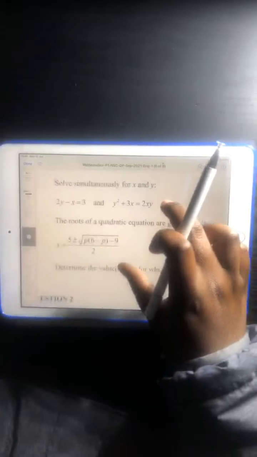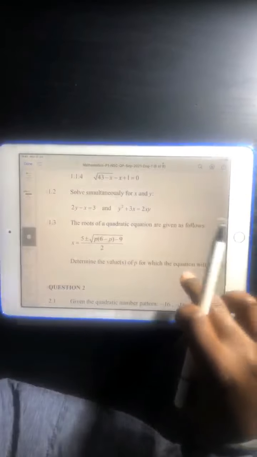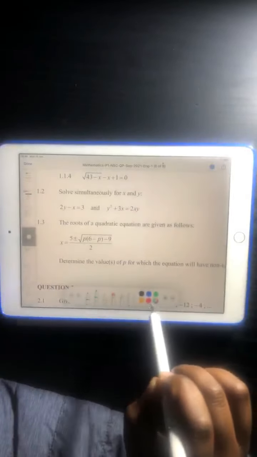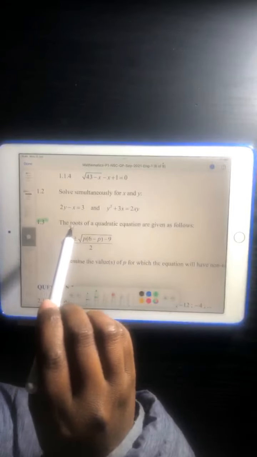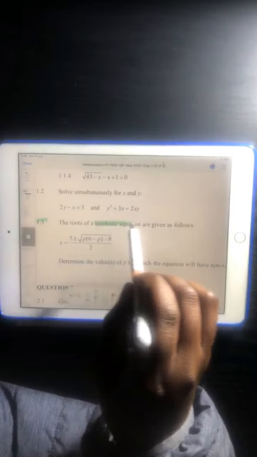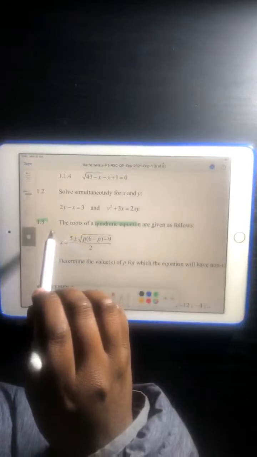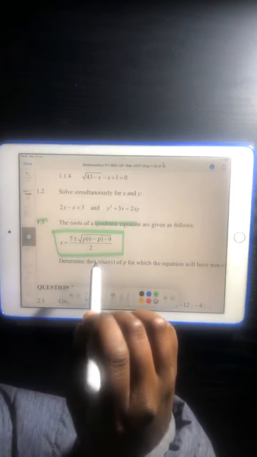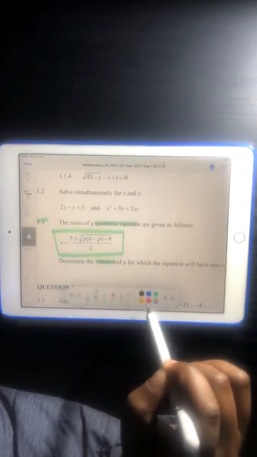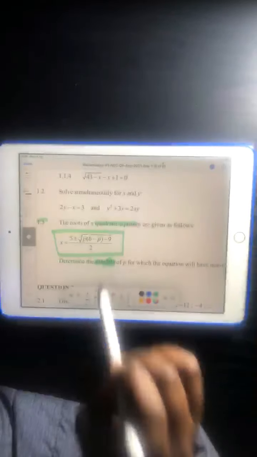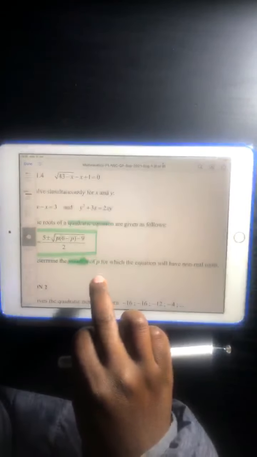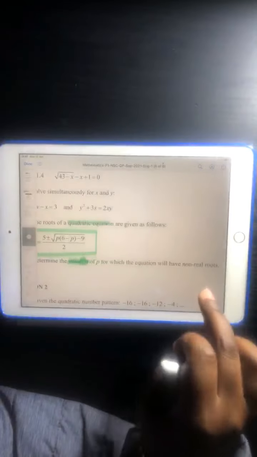If it is clear, is there someone who'd like to give us an indication of how we go about this type of problem where they say, let's see, what are they saying there? So this is 1.3. The roots of a quadratic equation are given as follows. So this is what we are given over there. Now the question says, determine the value or values. Every time you've got something written such that there's a value with an (s) in brackets, it means you could possibly have two values of the unknown. In this case, they're saying determine the value or values of P for which the equation will have non-real roots.